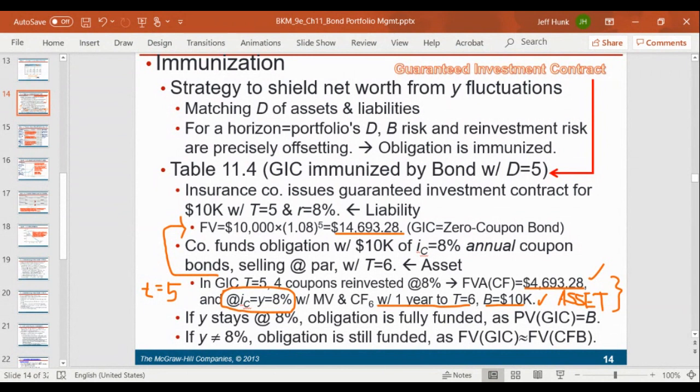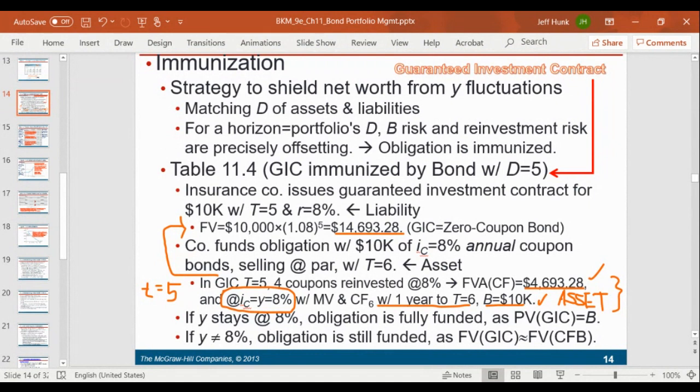You're not getting any coupon. The maturity value of this bond, the GIC, is not 1,000 but 14,693, and you bought it at a discount, at a discounted price of 10,000. Make sense? So without paying any interest during the 5 year period, from the discounted price of 10,000, it grew to the maturity value of 14,693. So this is exactly like the concept of a zero coupon bond.